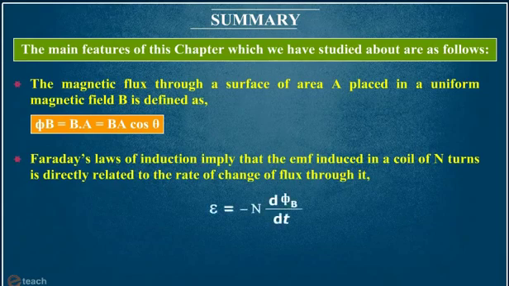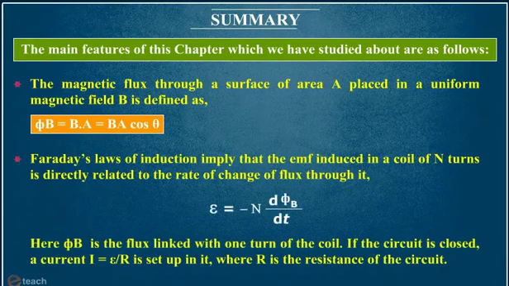Faraday's laws of induction. It implies that EMF induced in a coil of N turns is directly related to the rate of change of flux through it. That is, epsilon is equal to minus N into d phi B by dt, where phi B is the flux linked with one turn of the coil. If the circuit is closed, a current I equals epsilon by R is set up in it, where R is the resistance of the circuit.